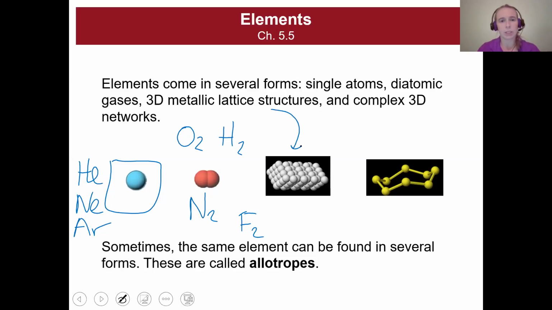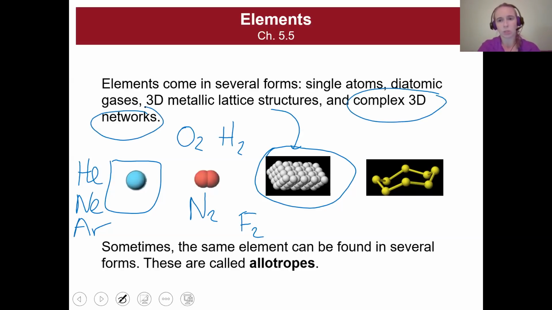Sometimes we have these 3D metallic lattice structures like we saw way back in chapter 1. We have these metallic solids that often come for elements like sodium or magnesium. And then sometimes we actually have these weird complex 3D networks too. We see those with things like sulfur, phosphorus, and even carbon can make these weird structures. So elements can come in lots of different forms. Sometimes the same element can even be found in several different forms.